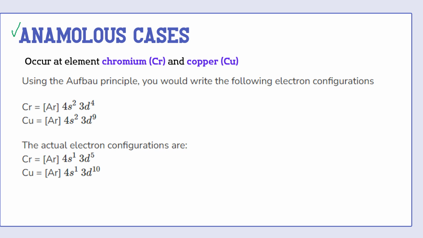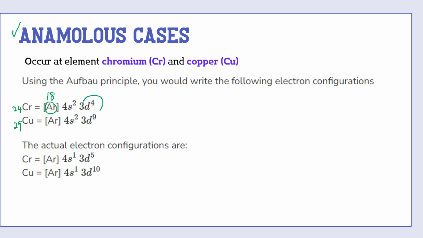Next we are going to look at the anomalous cases when writing the electronic configuration. It occurs in two elements, chromium and copper. We mention just two because we only learned the first row of transition metals. According to the proton number, chromium has 24 protons while copper has 29 protons. Here Ar represents argon, which has proton number 18. So 18 plus 2 plus 4 equals 24.